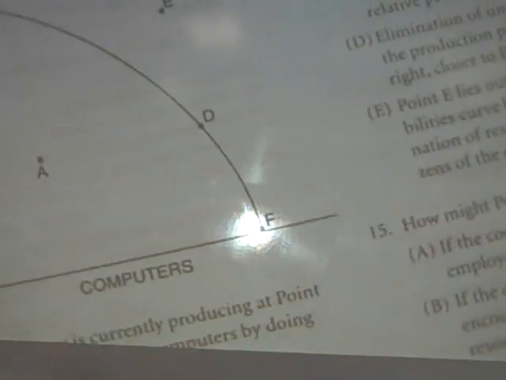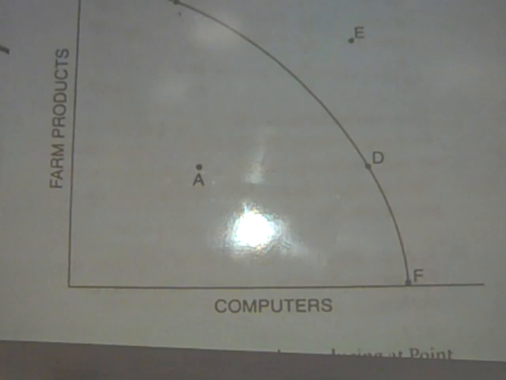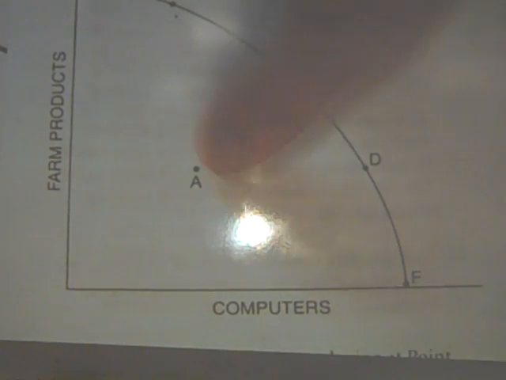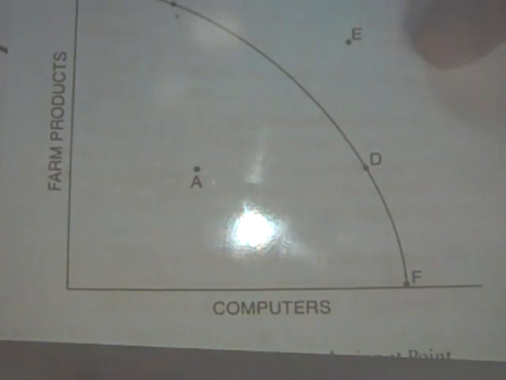Okay, now they're going to ask me a couple of questions about this figure here. So you'll want to look at that figure. I'm going to have to move my projector away from it. It looks like we got a few points on the PPC, one inside that is attainable but inefficient, or we have unemployment, and then one outside.